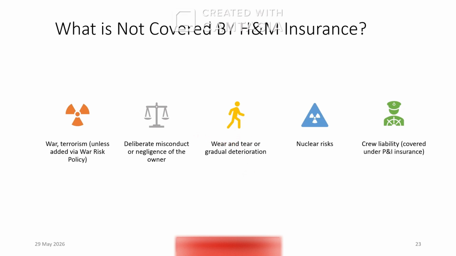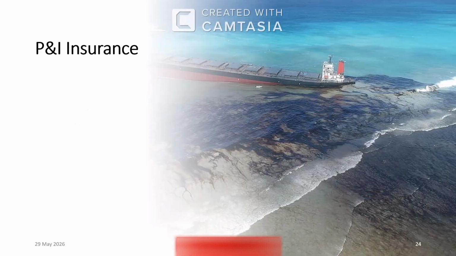So suppose you have got an anchor windlass and you have some wear and tear, and for that reason that anchor windlass has damage. That will not be covered by the hull and machinery insurance. Nuclear risk and crew liability, right? This crew liability, like death of crew, or any damage done to the crew, crew injury, is not covered by the hull and machinery insurance.